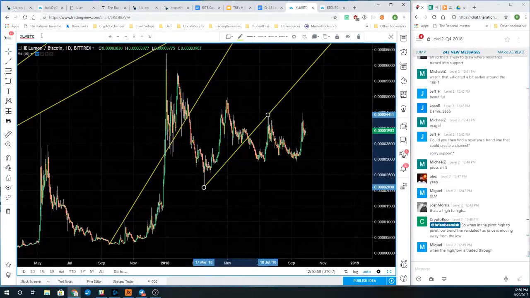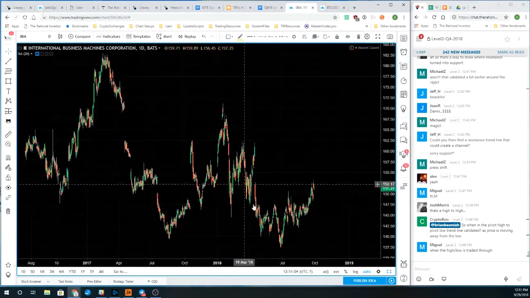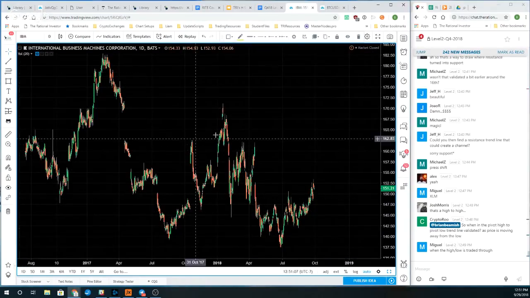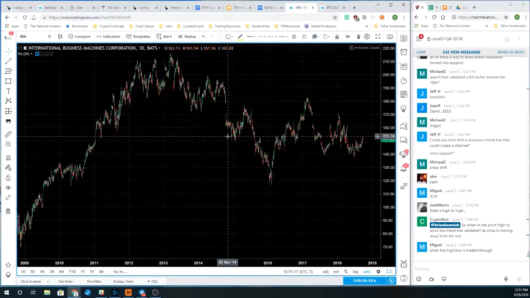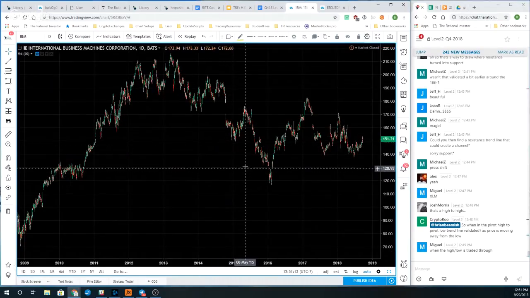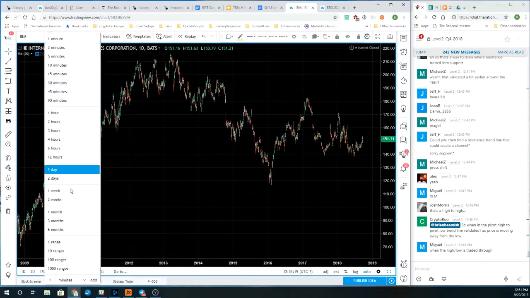Let's maybe just, well, our good old stalwart stock. I always like to pull IBM up. It's a nice, simple name. We're going to go weekly.